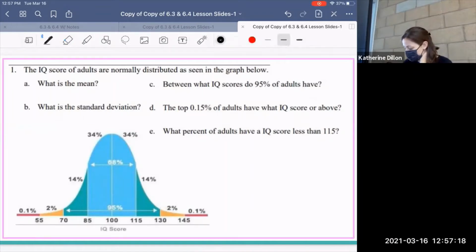I'm going to cross out some of these numbers that we're going to use. People use different estimations. The ones that we're going to use are 34 and 34, 13.5 and 13.5, 2.35 and 2.35, and then 0.15 and 0.15. And these are all percents.